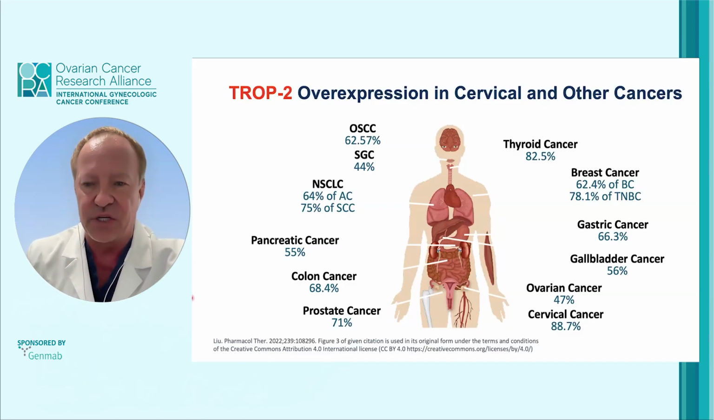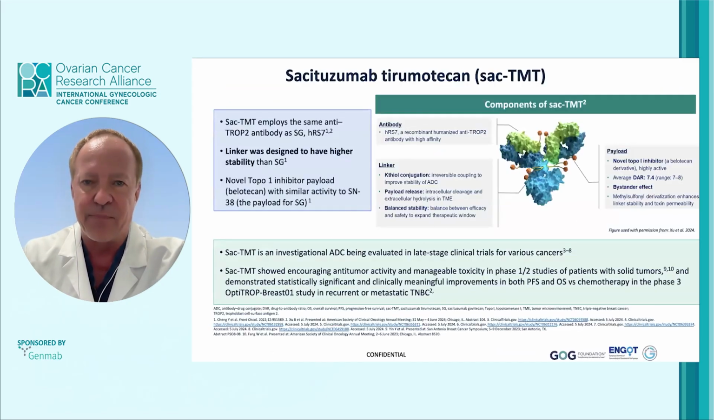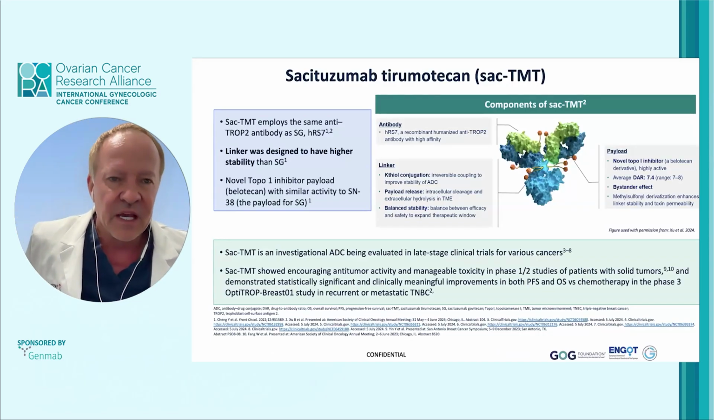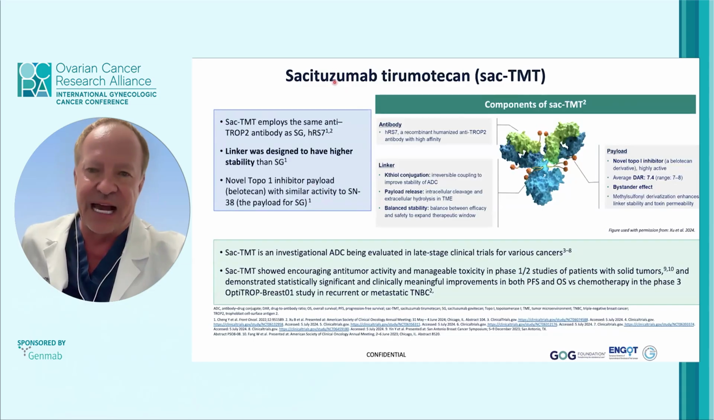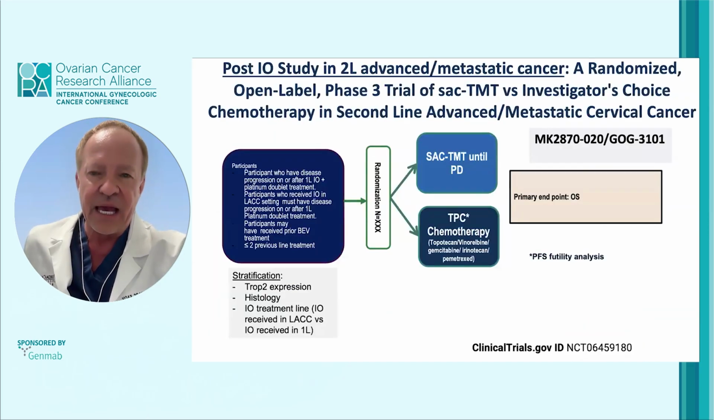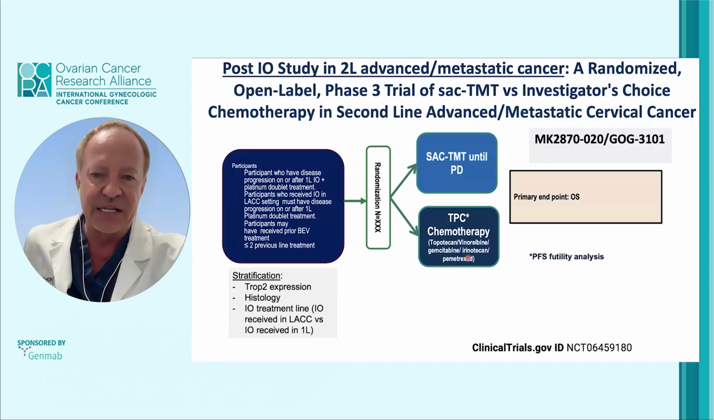Well, I'm excited about TROP-2, and I'm excited because in our tumors it's highly expressed, and we have a pretty exciting antibody-drug conjugate against TROP-2. These are the medications that we use in research today, over and over again. The antibody sesutecan, the payload trumatican, we abbreviate it SAC-TMT, pretty exciting. And this study is in cervical cancer.